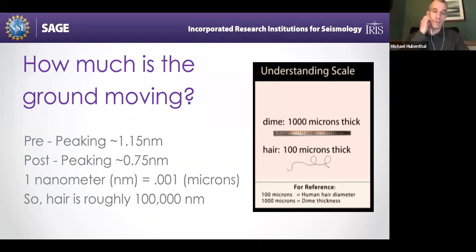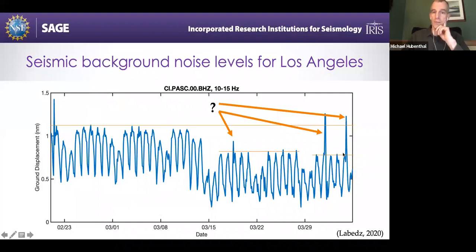and after, we're seeing about 0.75 nanometers. To give us a sense of scale, 1 nanometer is 1/1000th of a micron, and we know that a human hair is roughly 100 microns thick. So we're talking about very, very small changes in the displacement of the ground that we're able to detect here. However, what I think is worth noting is, when you calculate the percentage of change, this is on the order of a 30 to 40% decrease in seismic background levels over time.